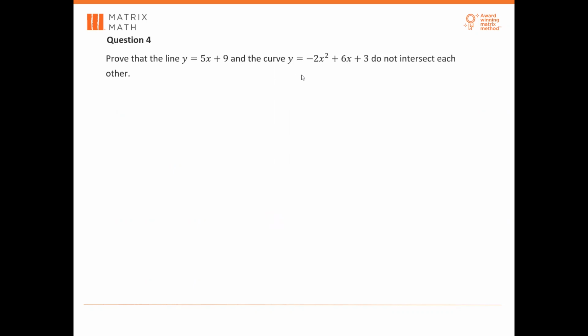Okay, question 4. Prove that these two lines do not intersect each other. Now, for these two lines to not intersect each other, right? You will do a simultaneous equation. And when you do the simultaneous equation, you write 5x plus 9 equals to minus 2x squared plus 6x plus 3. Then you go down and try and solve it, right? At a certain point, you'll get this weird looking quadratic equation that equals to 0. Now, if you're going to prove that these two lines do not intersect, which means you're unable to solve the equation, right? Okay, so keep that in mind. Just do the simultaneous equation.